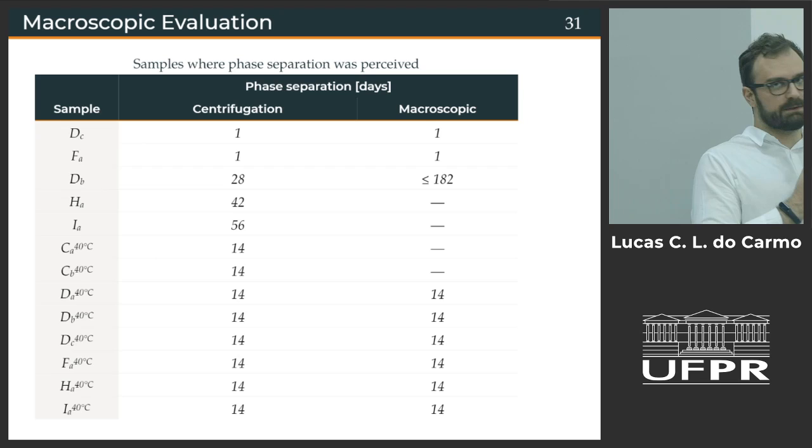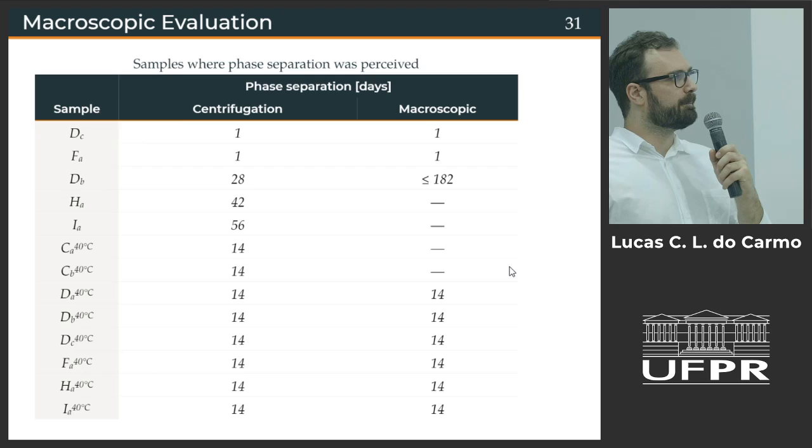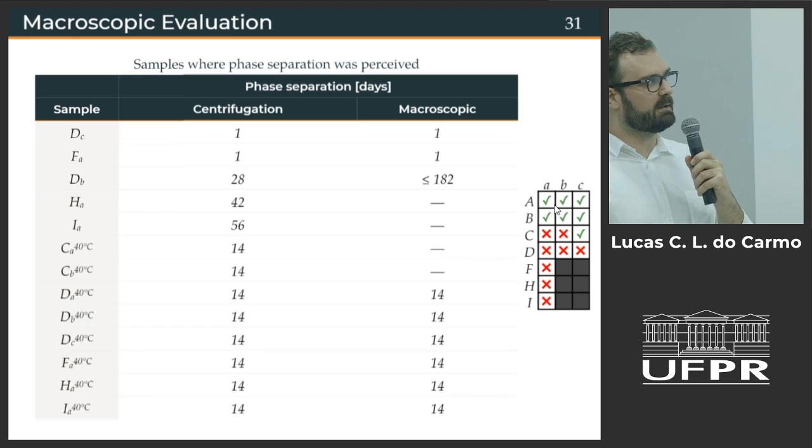For all of the formulas stored at the higher temperature of 40 degrees Celsius, we saw separation within 14 days of storage. So here is a summary of all the formulas that failed this test and the ones that passed. A and B passed, for C two batches failed, and all the rest failed. This is one of the first methods used to assess stability.